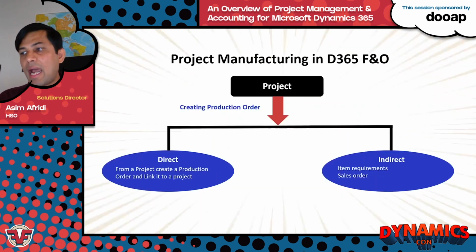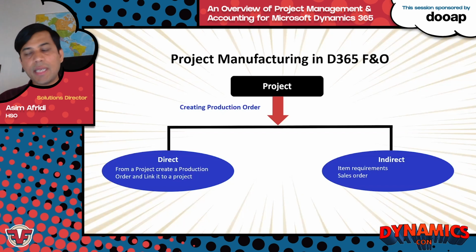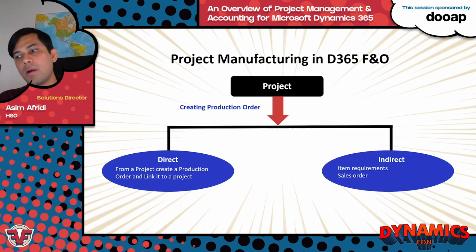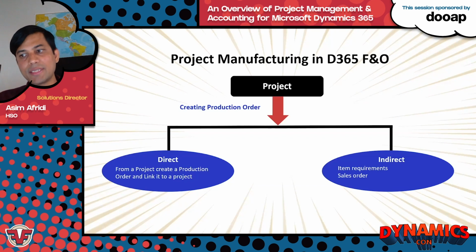So I want to highlight lastly that when we are looking at project manufacturing, we'll just cover it really high level. We'll review different ways to create project production orders. We can quickly take a look at the different posting methods as well, which are used for project production orders. So there are two methods of creating a project production order. There's a direct method, where you can go about creating a production order and link it to a project. And then there's an indirect method.